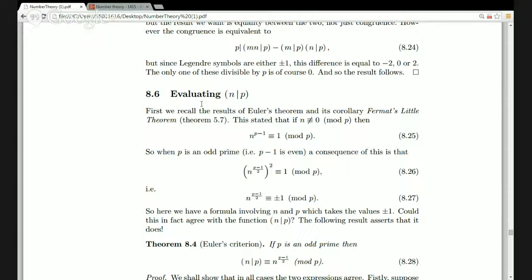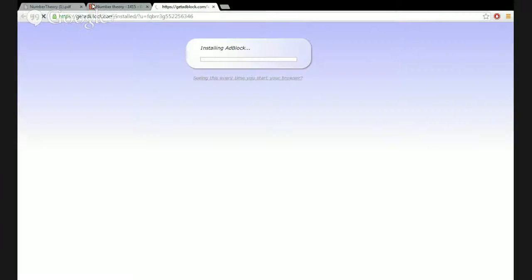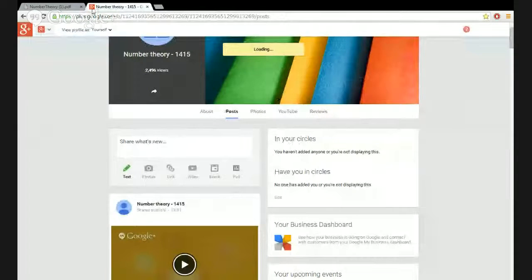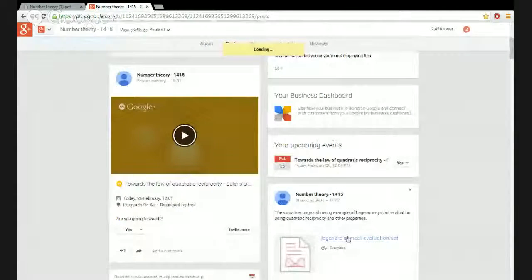A lot of the last few sessions we've been getting to know the Legendre symbol and doing some example calculations with it. So let me just bring up the board. This was the visualizer pages from last week, when they come up here. Computer's a bit slow today.